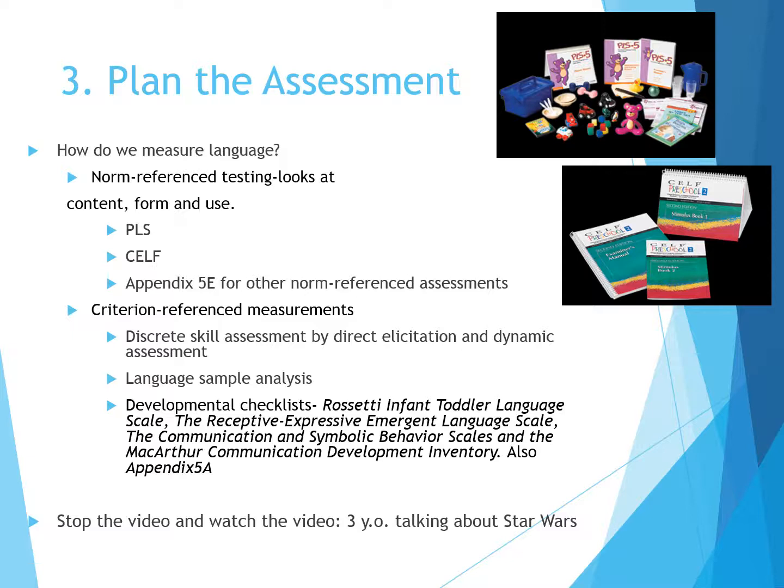These checklists obtain information by first just trying to observe the child naturally doing it. Second, by direct elicitation, by you getting down on the floor and trying to directly elicit the skills. And then if you can't get it the first 2 ways, then you will ask the parent if they have seen the child do this skill. Appendix 5A in your book is a good example of a developmental sequence of language. Go and stop the video for now and go take a look at this.